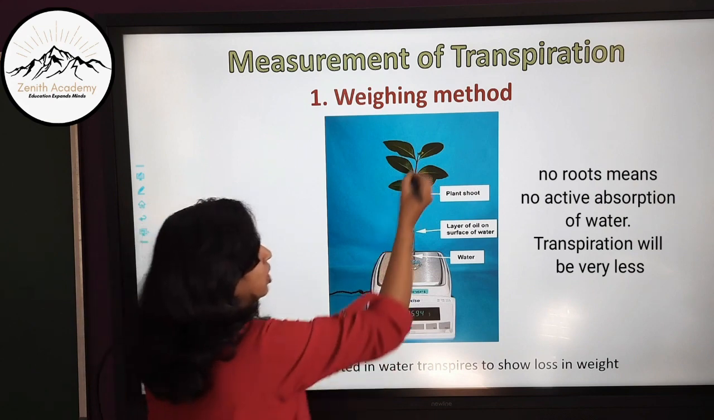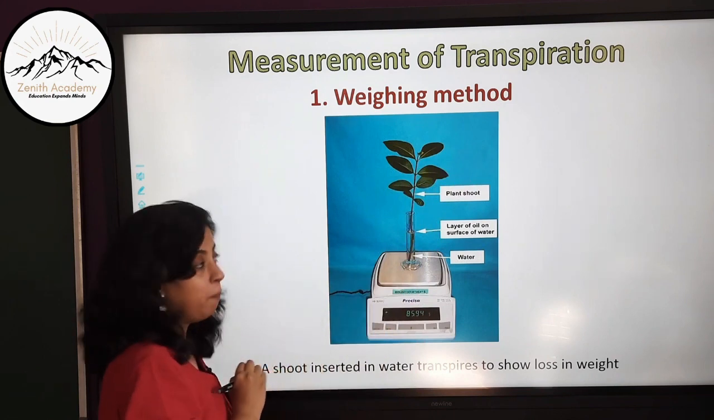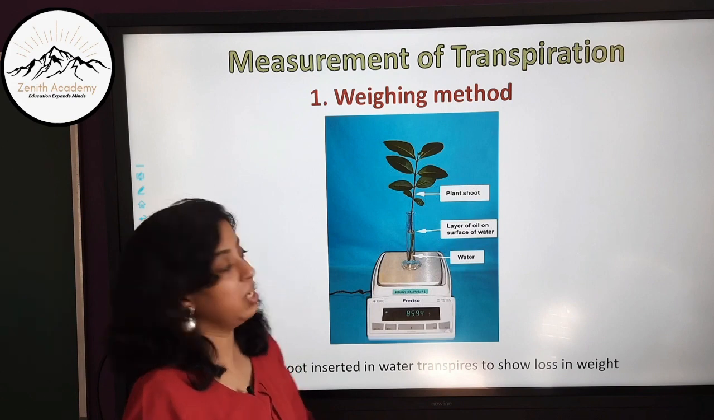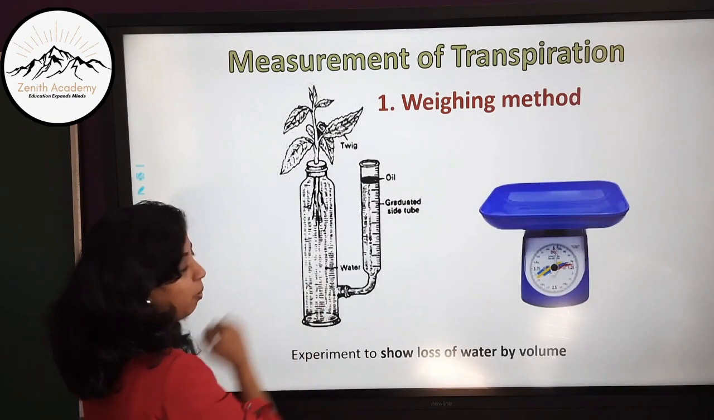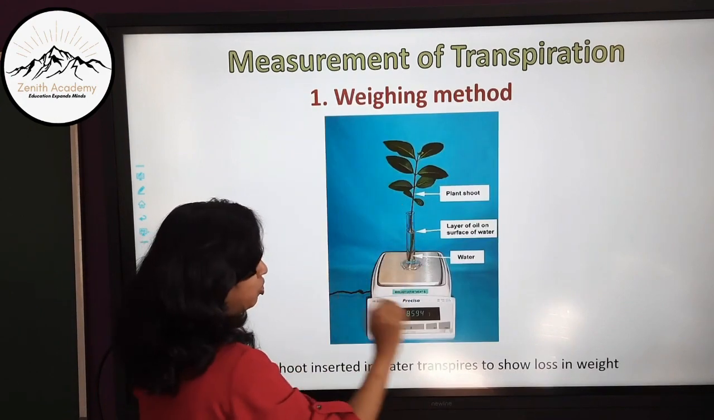Then transpiration will occur through the leaves, and you again weigh it. Now in this, the loss in water through transpiration will be lesser than what happened here. Here there were roots, here there is no root, there is only a plant shoot.